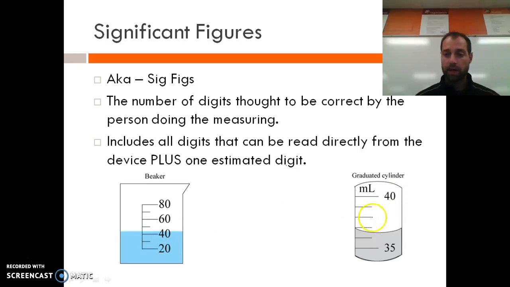Over on this graduated cylinder, I have 35, 36, 37, 38, 39, 40. My meniscus is at the bottom here, and it's somewhere in between 36 and 37. So I would probably round to 36.5 milliliters here. So we can estimate to one digit past what the device actually measures.